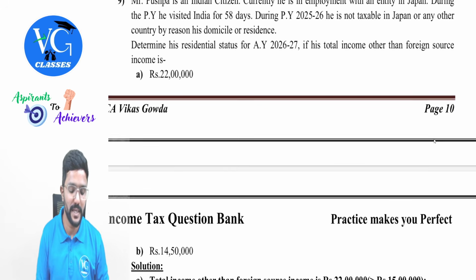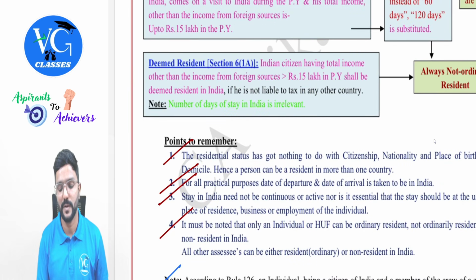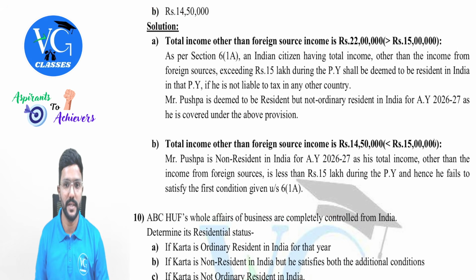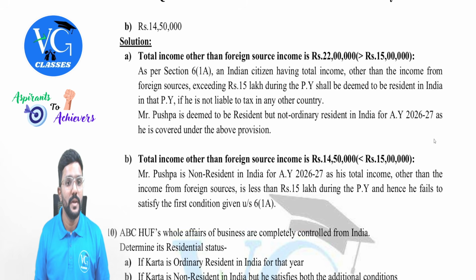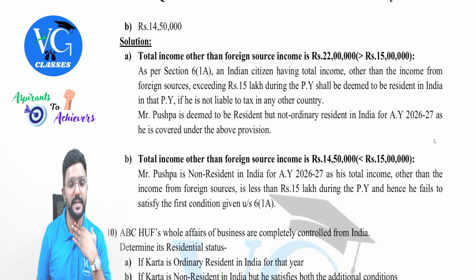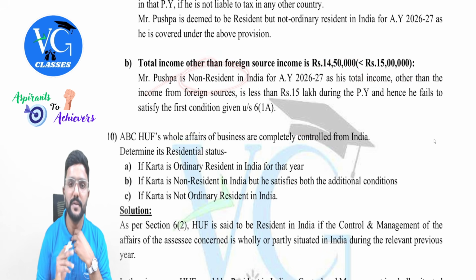Okay. Guys, if it is 22 lakh, then straight away you would be a deemed resident as per section 6(1A) because it is more than 15 lakh. Sir, what if it is 14 lakh 50,000? Non-resident. So you can see in the first case, he would be deemed resident as per section 6(1A), and whenever he is a resident as per section 6(1A), he will always be not ordinary resident. Clear? Yes, sir. Sir, what if the total income other than the income from foreign source is less than 15 lakh? That is actually 14 lakh 50,000. Then he is a non-resident.